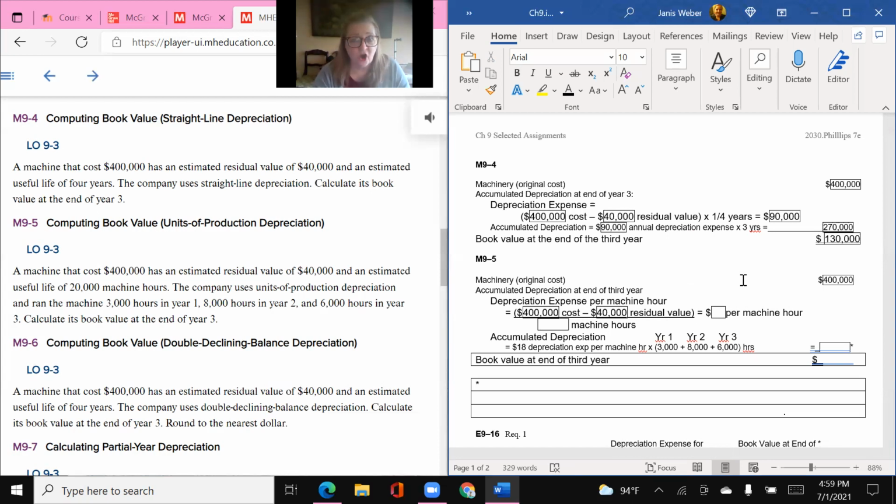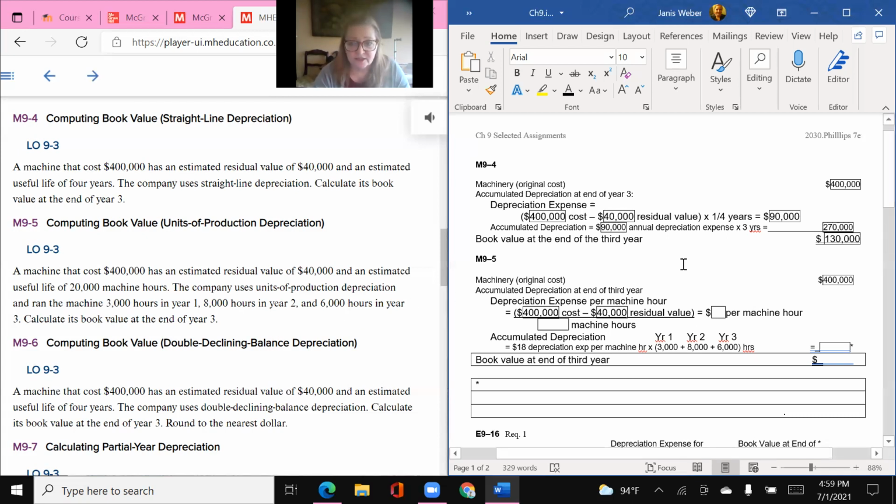So the asset's cost was 400. That's what's recorded on the books. So we got 400. We're going to use that, and we're going to subtract from that the accumulated depreciation that's at the end of year 3. So the information they gave you to calculate your depreciation is 20,000 machine hours they're expecting the machine to be able to last for.